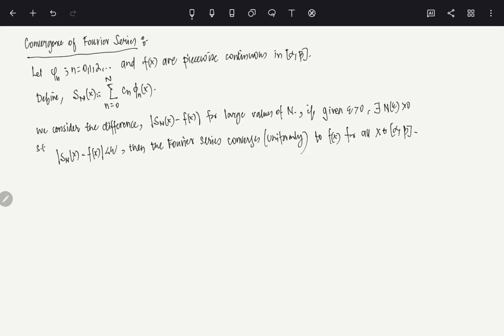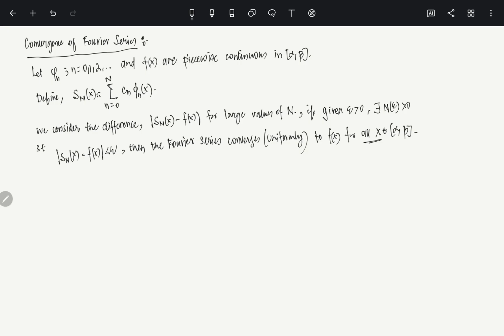Essentially what we are saying is this: we were approximating f. And how are we doing it? We are using phi n of x in such a way that we are taking finite sums, and for large N, the difference between SN and f can be made arbitrarily small. And if that holds for all x, that is important, then we say it converges uniformly.